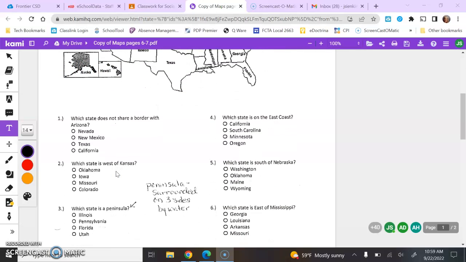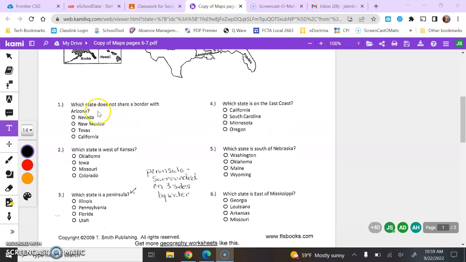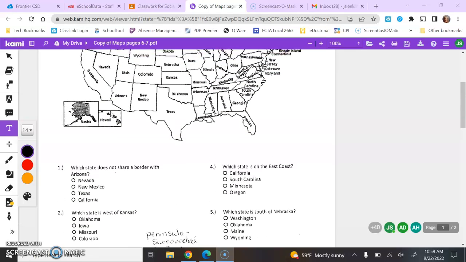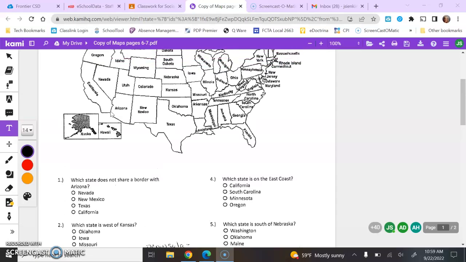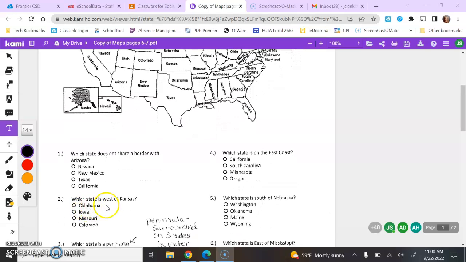Your first question is, which state does not share a border with Arizona? So you're going to go up to the map and find Arizona, and then look to see which state does not border Arizona. Border means that they touch each other. Is it Nevada, New Mexico, Texas, or California? So mark your answer.